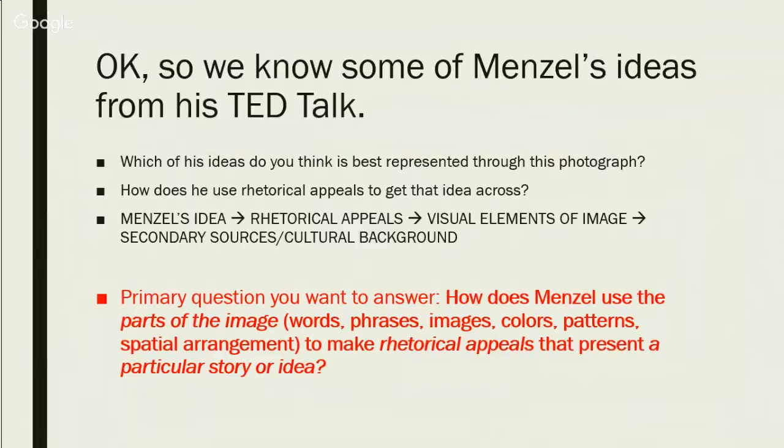So the primary question you want to answer: how does Menzel use the parts of the image, words, phrases, specific images within the image, colors, patterns, spatial arrangement, to make rhetorical appeals, that's ethos, logos, and pathos, that present a particular story or idea?